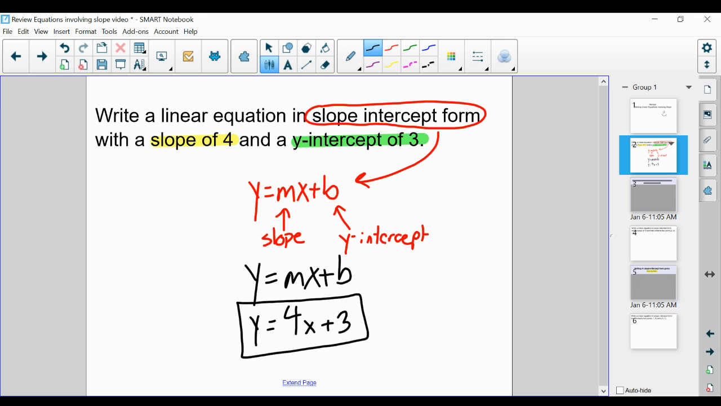That's it. Notice how we have the x and y are still visible within our equation because the x and y represents a coordinate point. And all we did was substitute the value of m, which is our slope, for 4, and substitute the b, which is the y-intercept, for the value of 3.